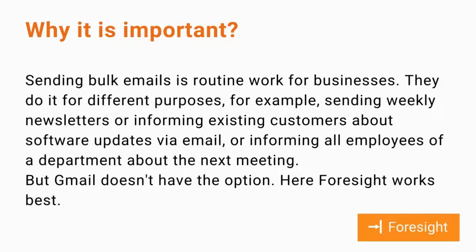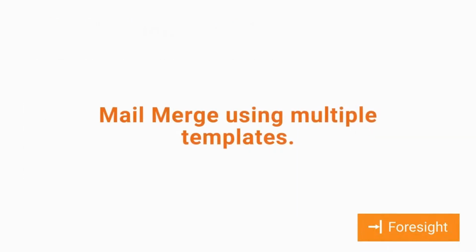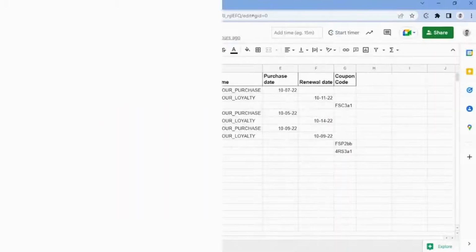Sending bulk emails is routine work for businesses. They do it for different purposes, for example, sending weekly newsletters or informing existing customers about software updates via email, or informing all employees of a department about the next meeting. But Gmail doesn't have the option. Here, Foresight works best. Now let's see how to mail merge with multiple templates.